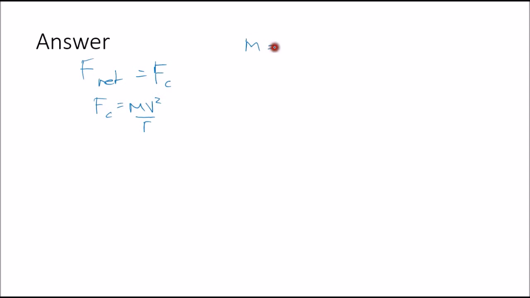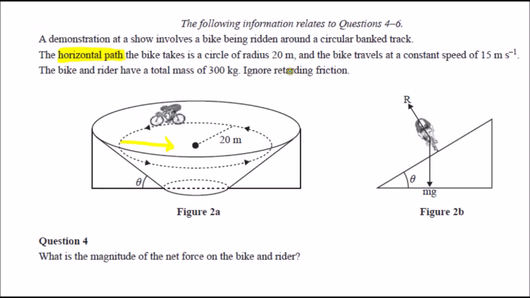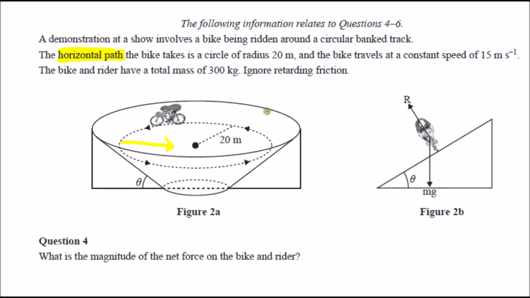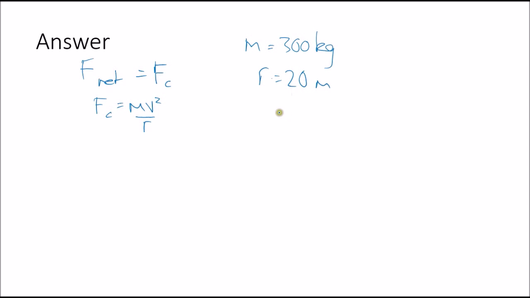Well, we know m equals 300 kilos. Now, what else do we know? We know that the radius is 20 meters, and we are also told that the velocity is, or the speed, but that's the same as the velocity in this case, v equals 15 meters per second. So we've got all this information here.